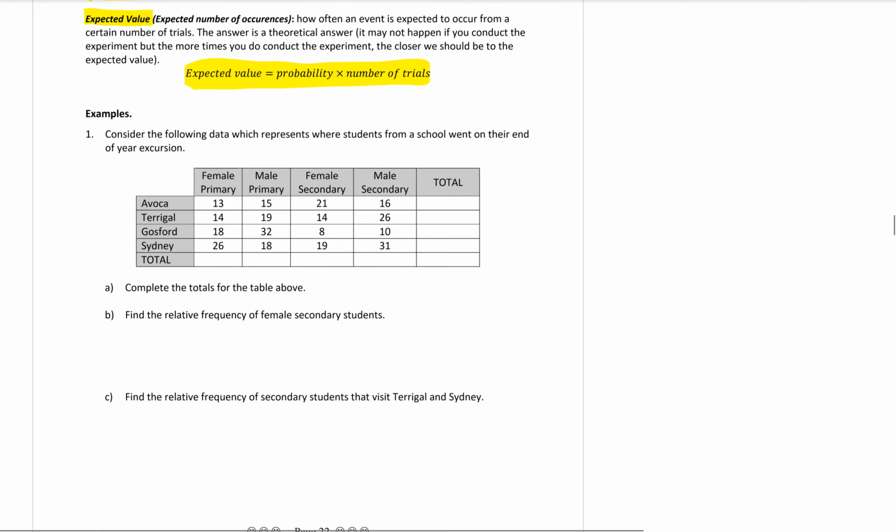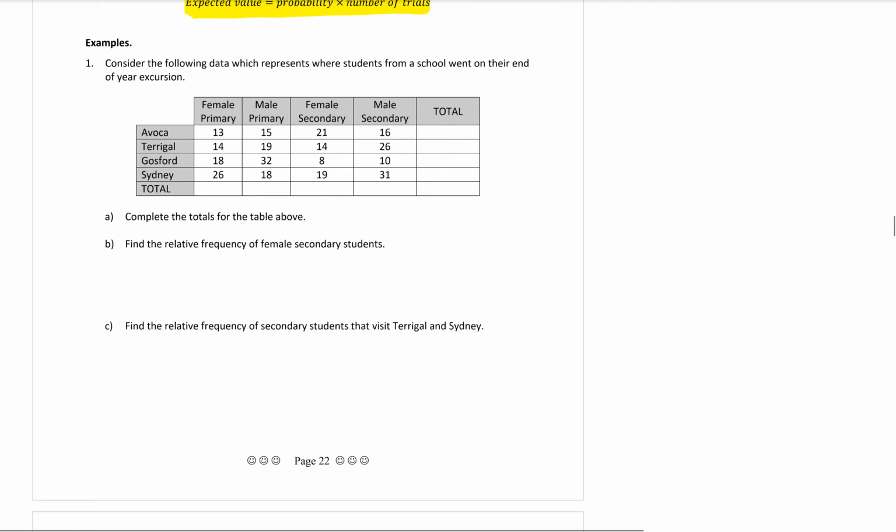So let's jump into our examples. Example number 1. Consider the following data which represents where students from a school went on their end of year excursion. So this is a school that obviously has a primary, because we have female primary students, male primary students, and we also have a high school, female secondary and male secondary. Now there's 4 locations that they might be going for their excursion. They might go to Avoca, Terrigal, Gosford or Sydney. So the first thing we're asked to do is to complete the totals for the table above.